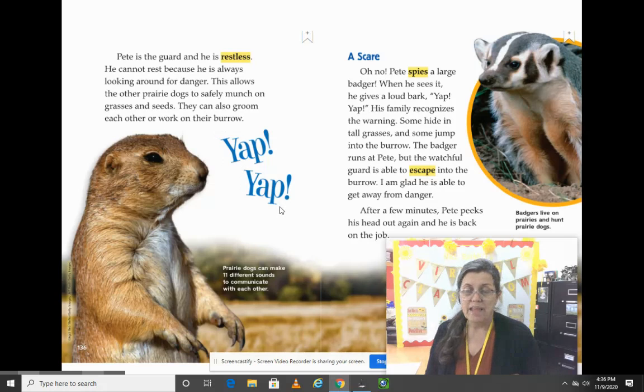Yep, yep. Those are really big words. What kind of text feature is that? That's where the author emphasizes something to make us understand the sounds and how there's lots of it. Yep, yep.